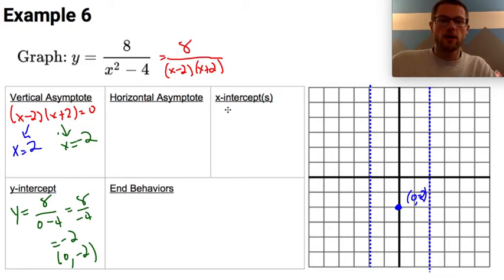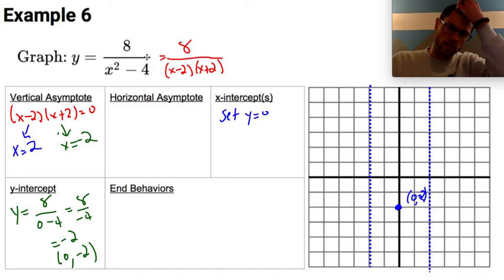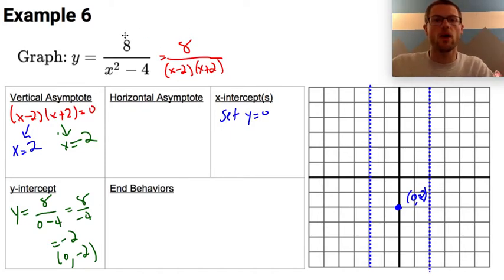All right, next up, let's talk x-intercepts, and I want to set y equal to 0. And if we take a look at this, this is just like the examples we saw before. I've got a numerator with no x's in it, and it's just one fraction. This will never equal 0, so this is a none scenario. No x-intercepts.